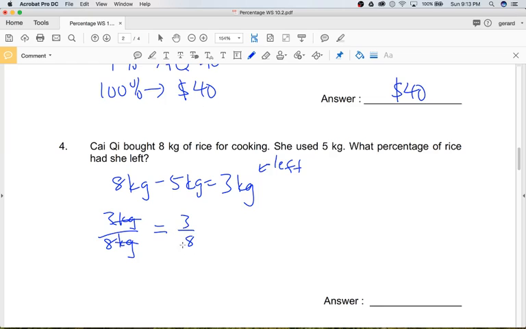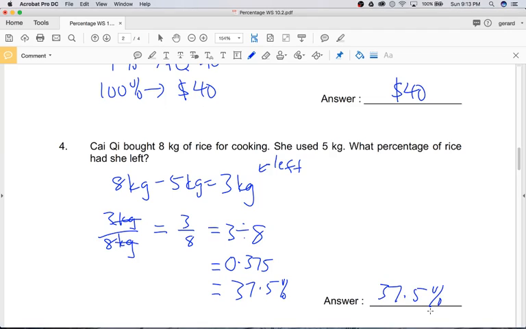So usually what we do when it comes down to this is we'll just straight away take the numerator divided by the denominator. So from here, if you press your calculator, you get 3 divided by 8, you get 0.375. Now what do we do with this 0.375? We have to multiply it by 100%. When you multiply it by 100%, it's going to be 37.5%. So that's the answer.